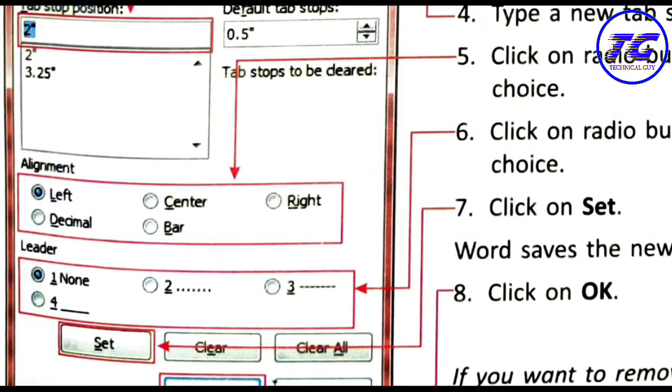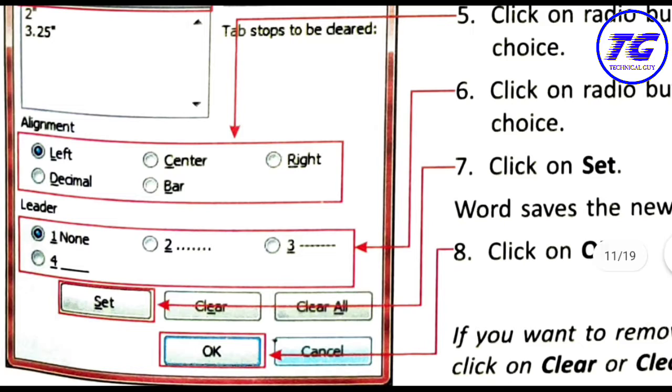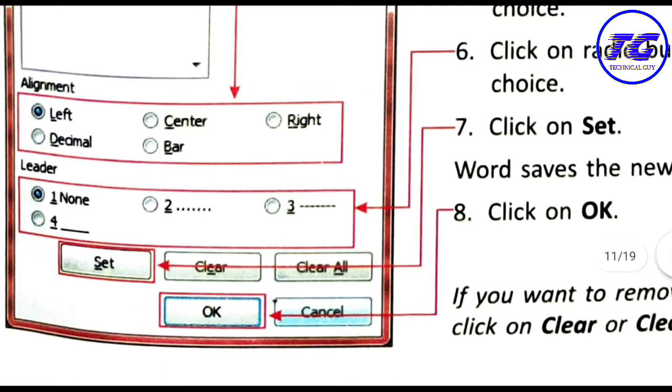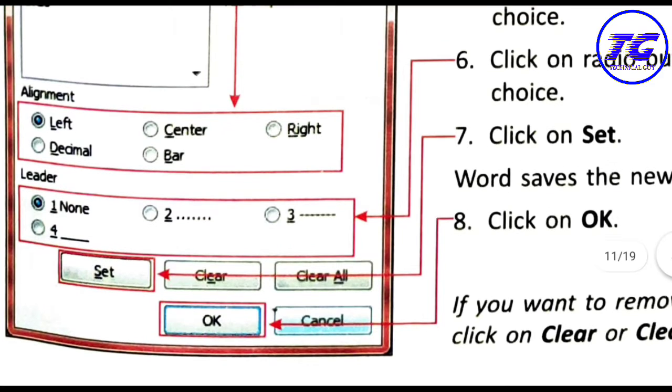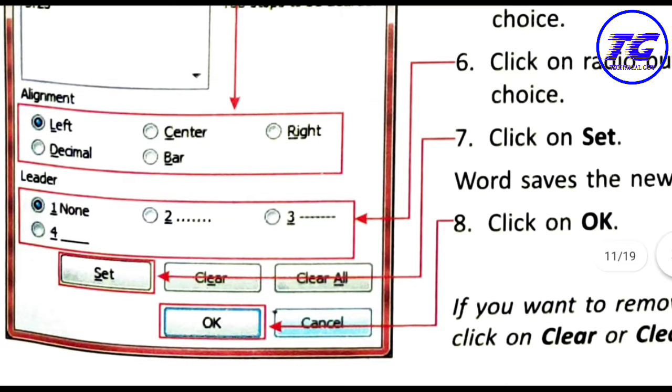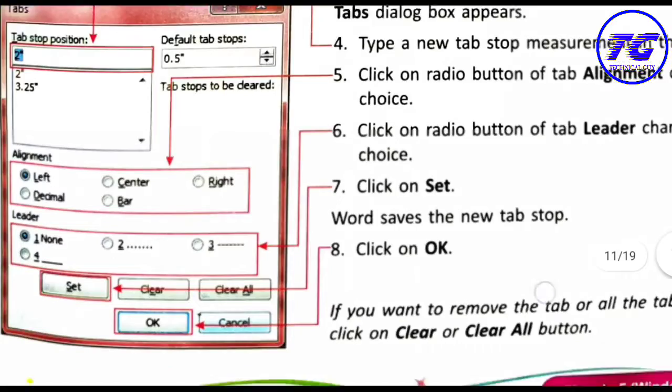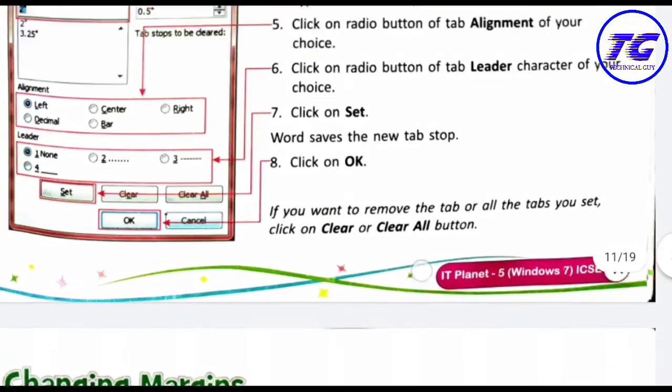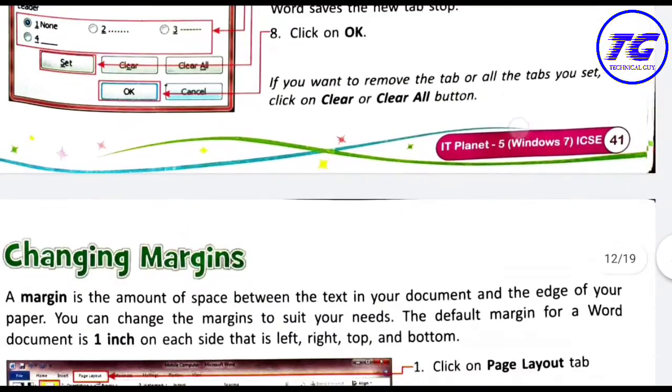So these are the different types of alignment option or the tabs, like left tab is there, center is there, right is there, decimal is there, or bar is there. So you can select as per your need and then click on the set button if you want to use this tab, or you can click on the clear if you do not want to use, and then click on OK button. So from this dialog box you can set the tabs in MS Word.